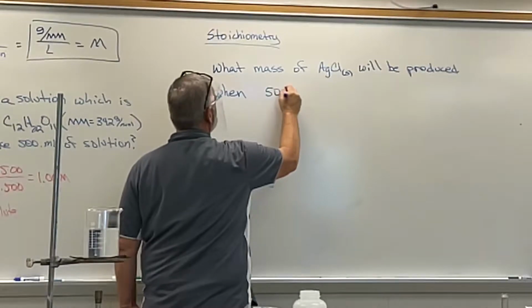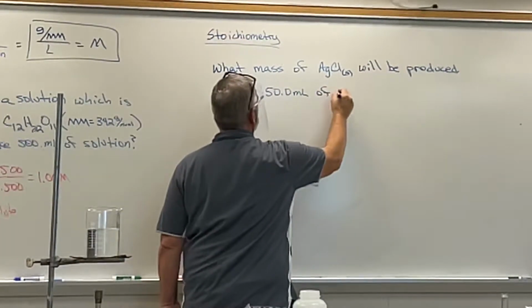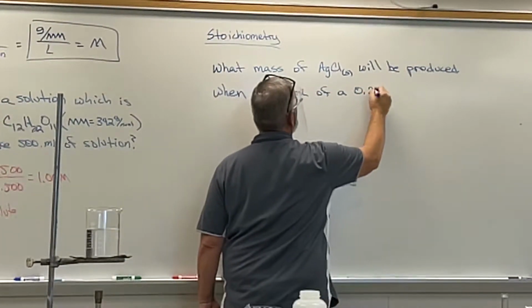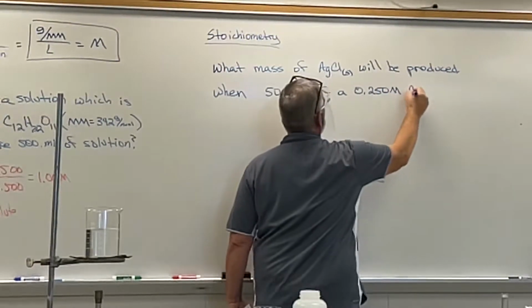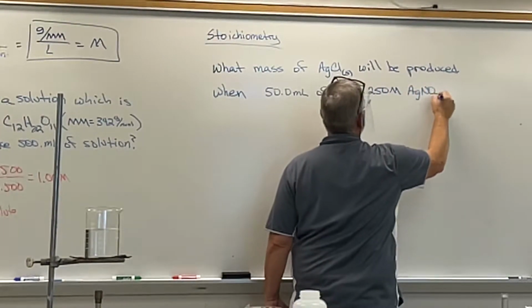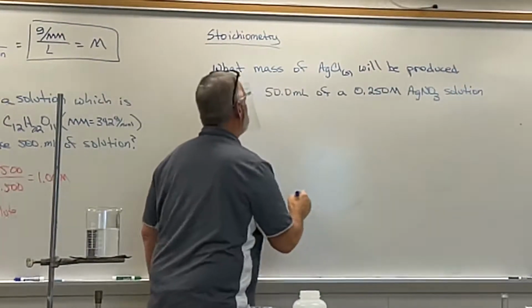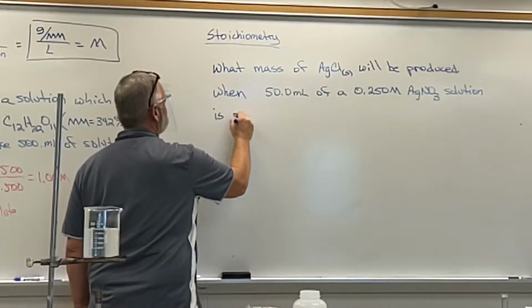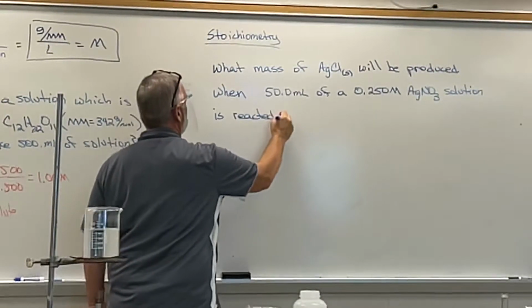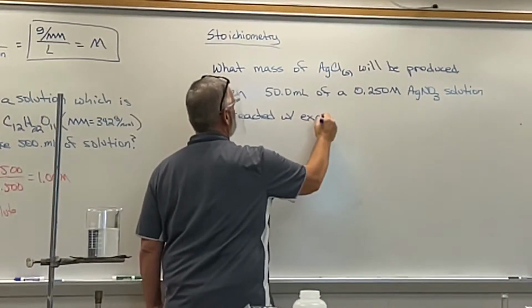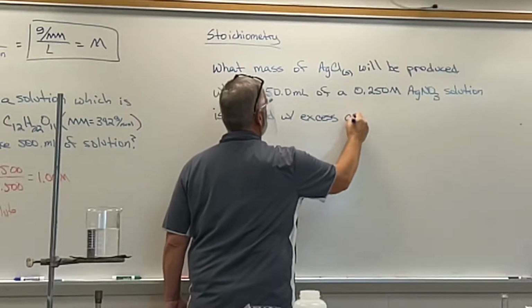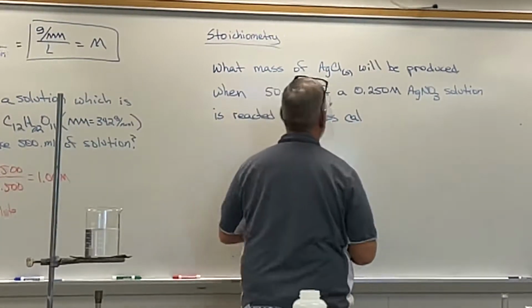...when 50 milliliters of a 0.250 molar AgNO3 solution is reacted with excess calcium chloride. I'll just put CaCl2.